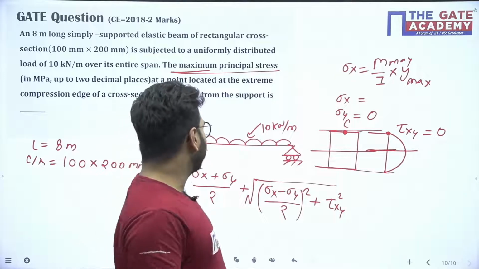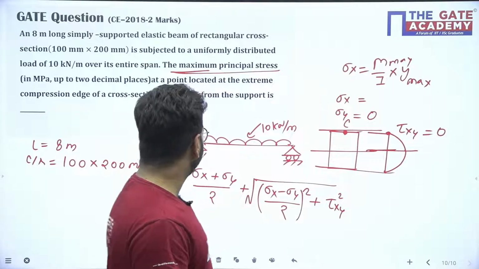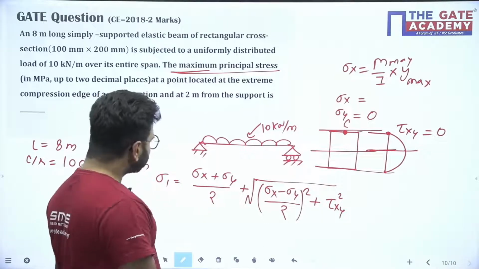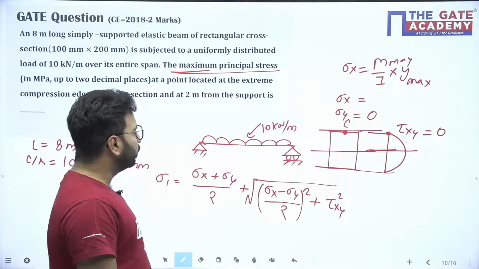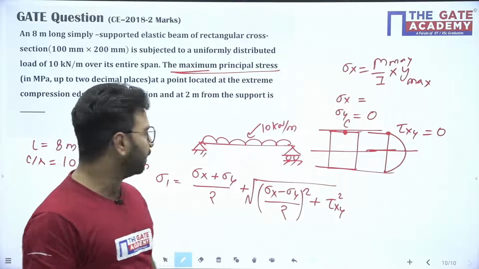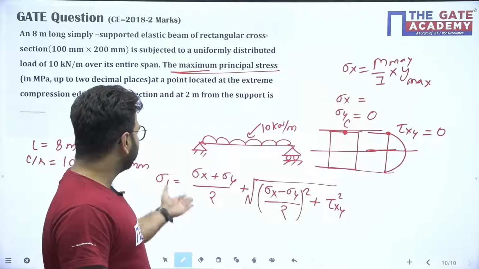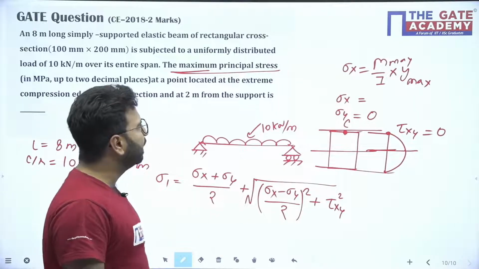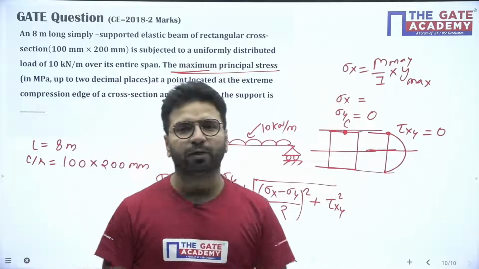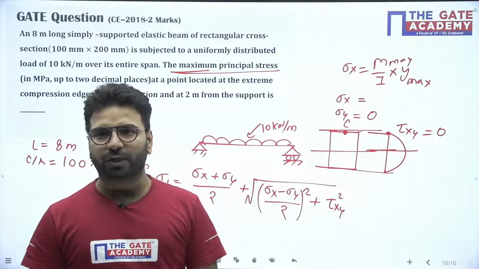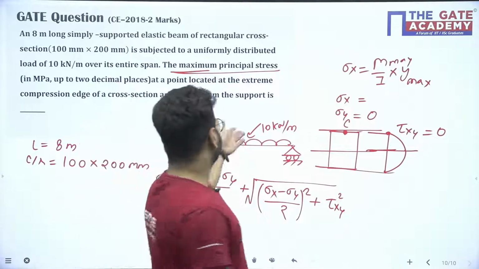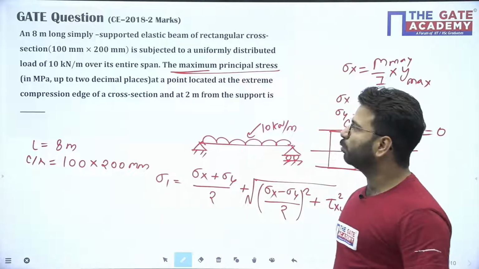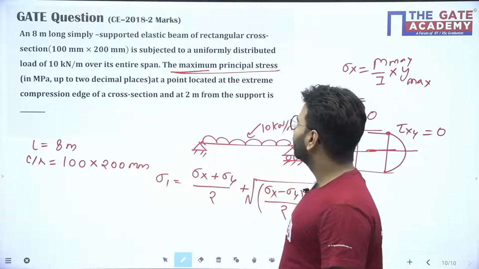So you can put the values here: (sigma x plus sigma y) by 2 plus under root of ((sigma x minus sigma y) by 2) whole square plus tau xy square. Sigma y is 0, so it becomes only sigma x. You can just calculate the value and you will get the answer. Just do the calculation. The moment will become WL square by 8.